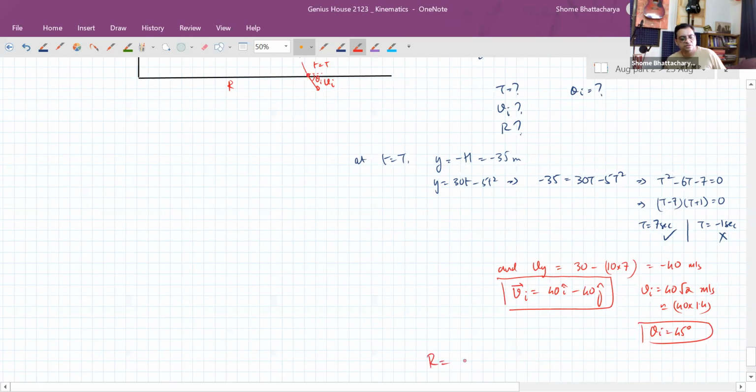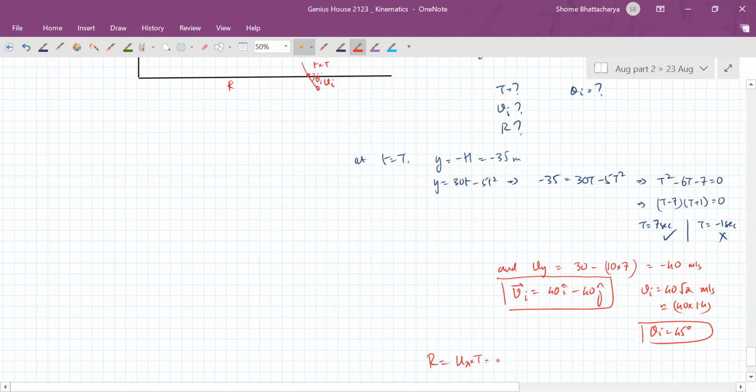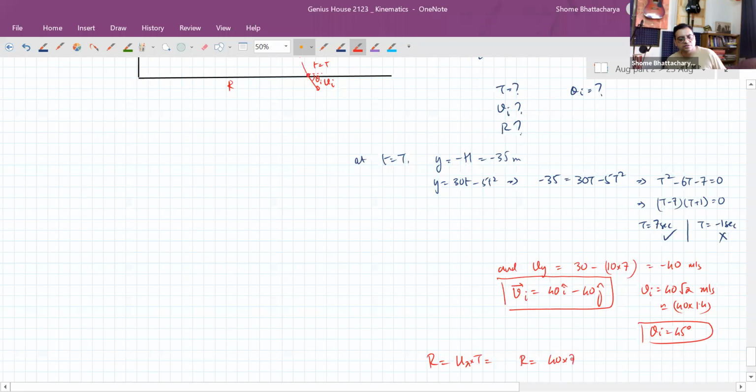And the range would be ux into t. So R would be 40 multiplied with 7. So the distance at which it lands will be 280 meters.